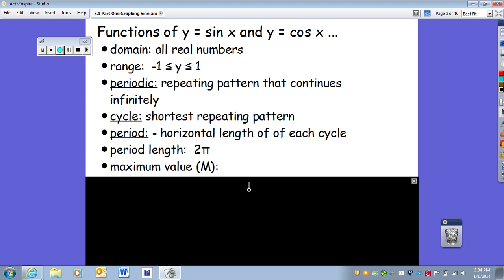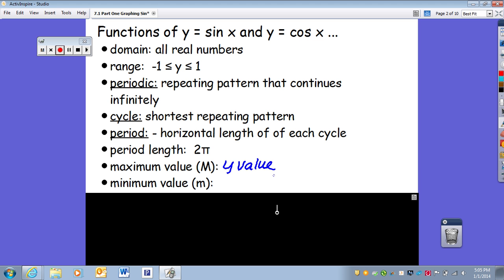Now, the maximum value of the sine and cosine functions is designated by the capital letter M, and it shows us what the maximum y value would be. This also then would be the minimum of the y value, and it is designated by a lowercase m.